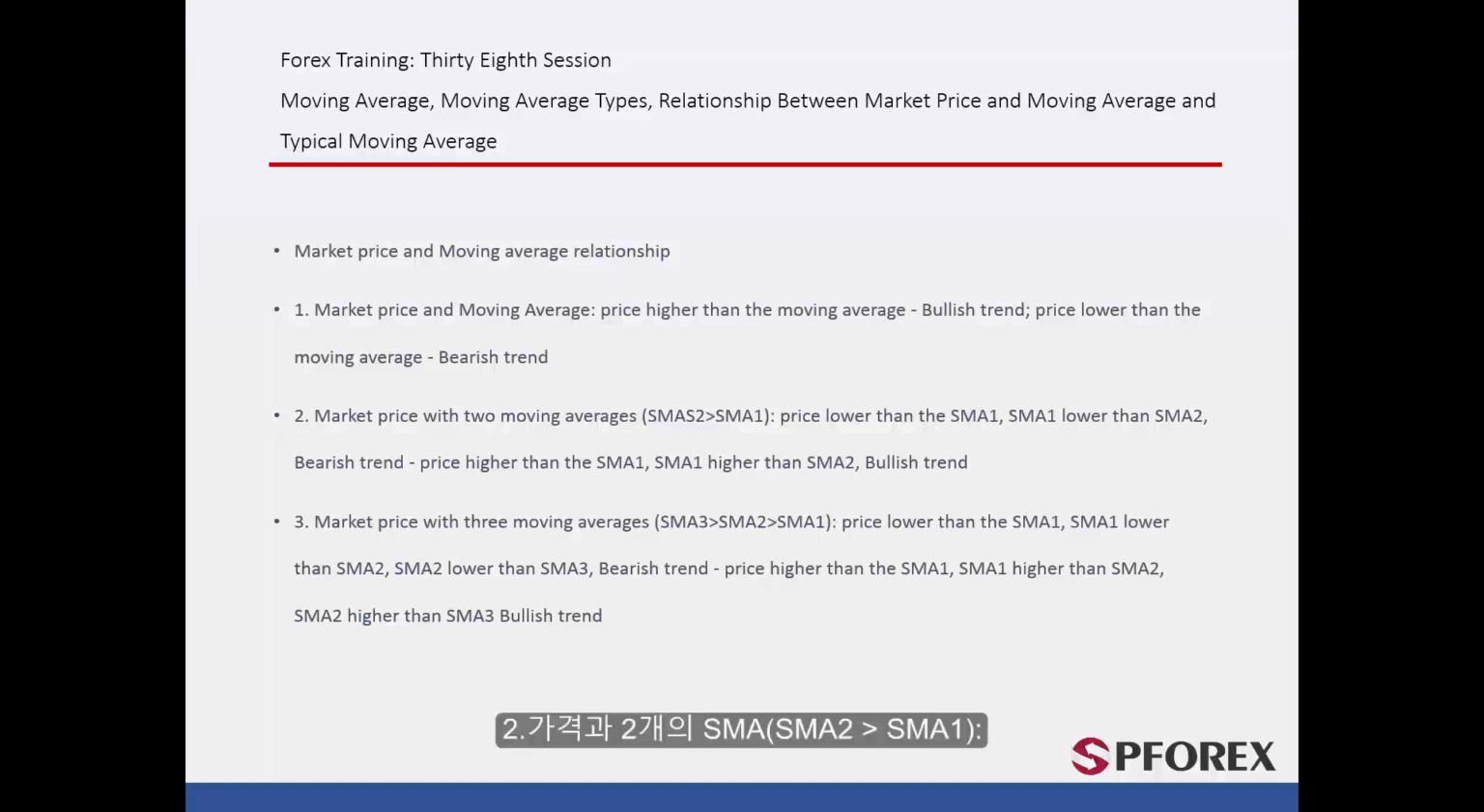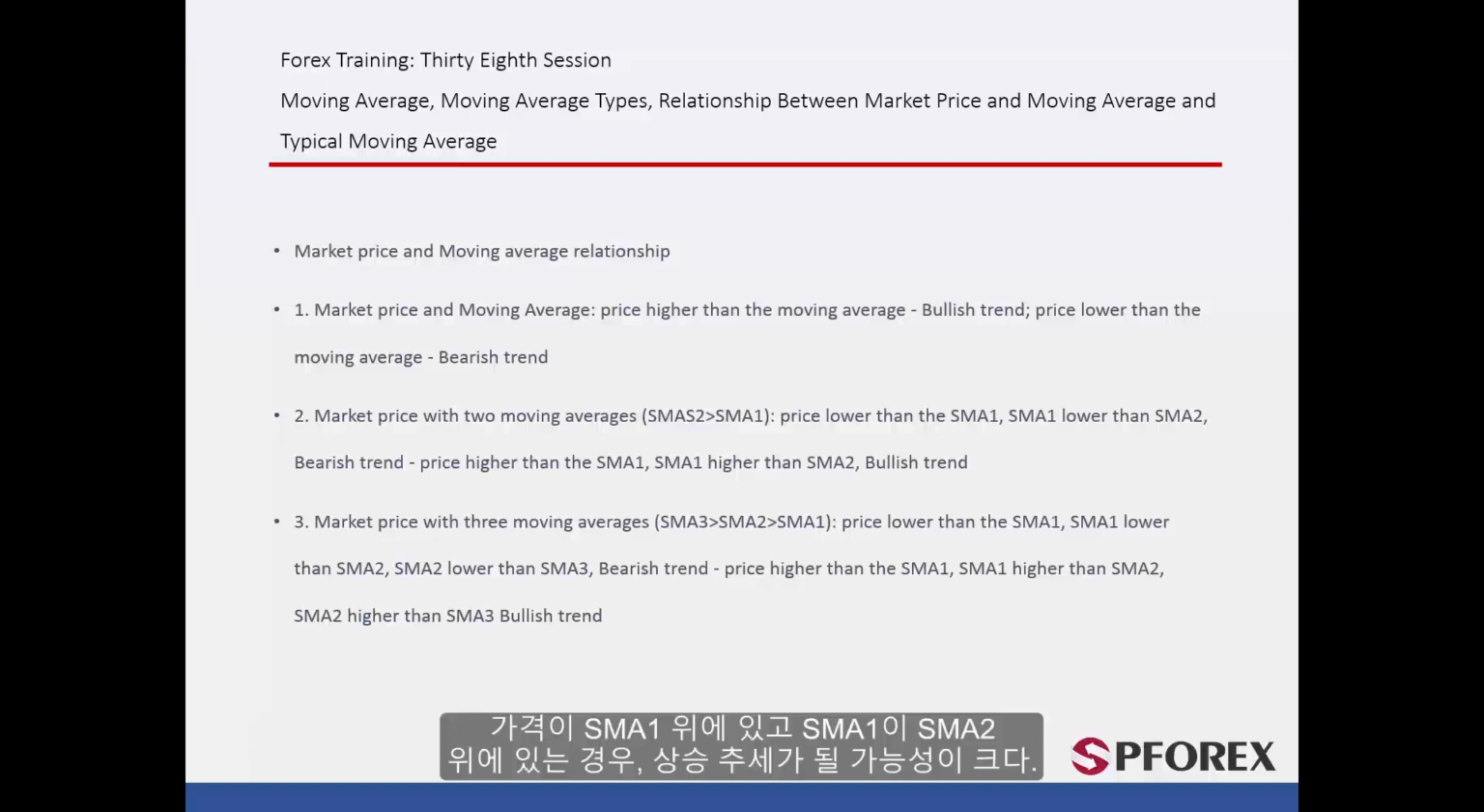2. Price with two SMAs. SMA2 is greater than SMA1. If a price is under SMA1 and SMA2 is above SMA1, then a trader can place a sell order. If a price is over SMA1, while SMA1 is higher than SMA2, then an upward trend would be more probable.